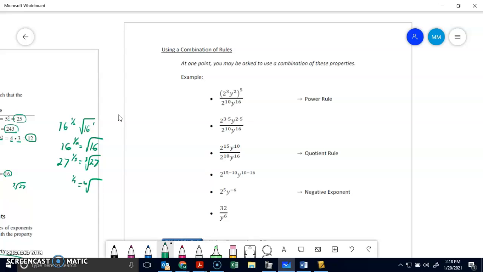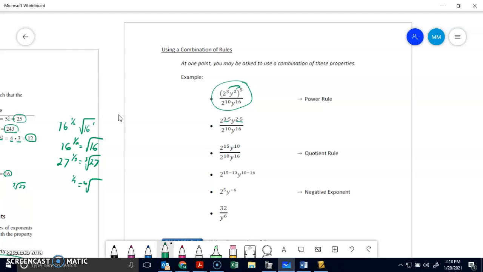What we're looking at is an example like this. What's going on here? A lot of different things. We're going to use more than one rule. We're going to use the power rule. I'm going to take 2 to the 3rd, raised to the fifth, and y squared raised to the fifth. Power to a power, you multiply. 3 times 5, 2 times 5. So I get 2 to the 15th and y to the 10th.